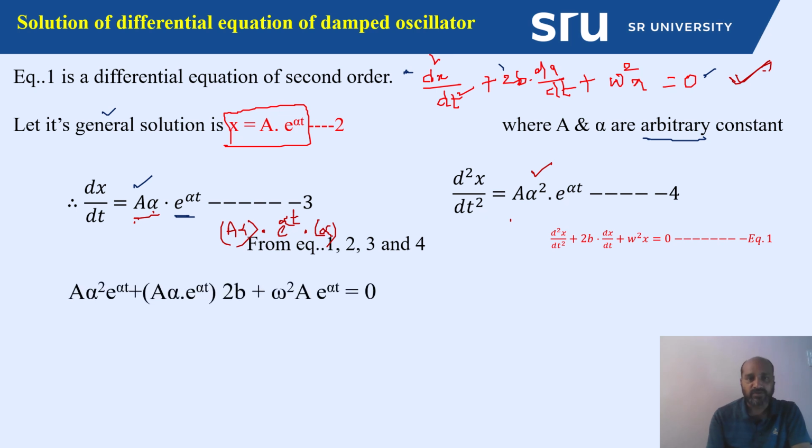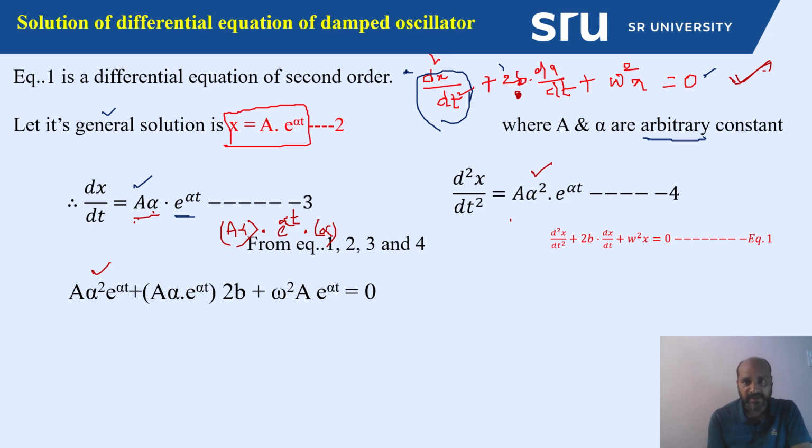From these equations 1, 2, 3, 4, we can see that instead of d²x/dt², we'll write A α² e^(αt). You can see here, and 2b is as it is.